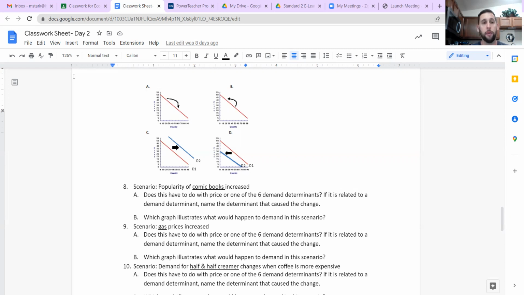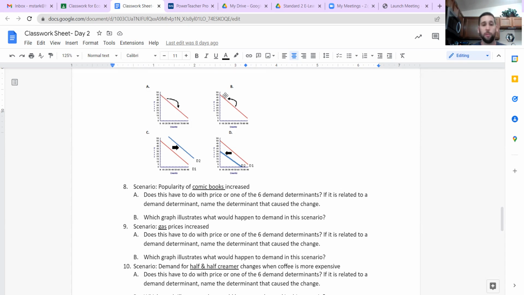Okay. And it's easy to tell which one's which because graph A has an arrow going down the demand curve. And if you saw the PowerPoint, you know that the vertical axis actually is the price axis going up. So if an arrow is going down the demand line, that means price is going down. If an arrow is going up the demand line, price is going up. So any scenario that simply has a change in price going up or down, you're going to be dealing with either graph A or B.